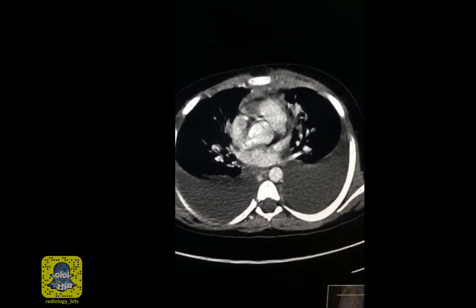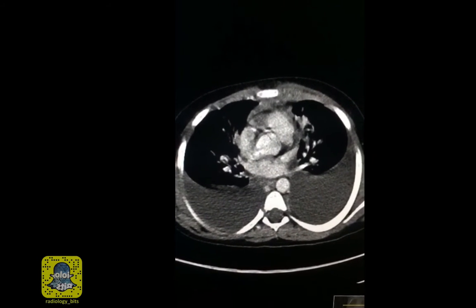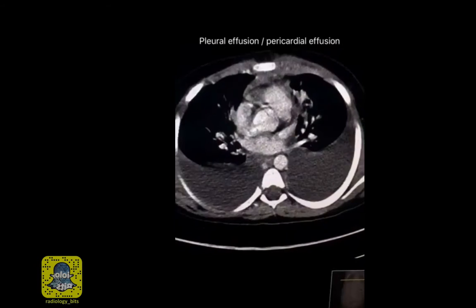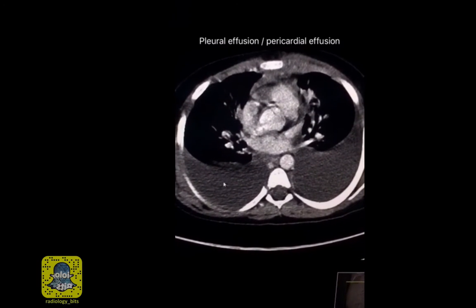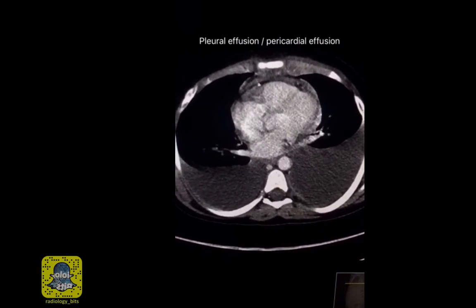This is an interesting case that has multiple findings and a few very good teaching points for radiology residents. The patient has bilateral pleural effusions, and a small amount of pericardial fluid.